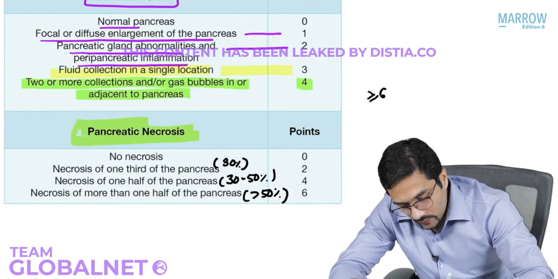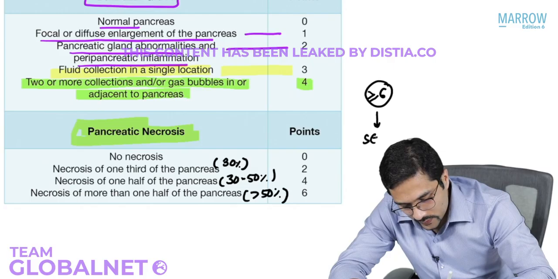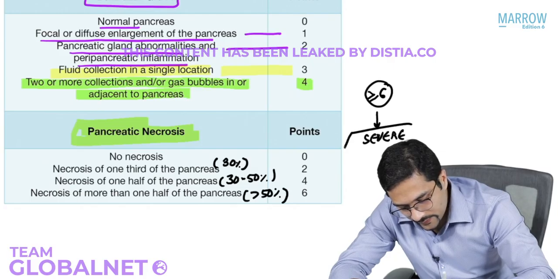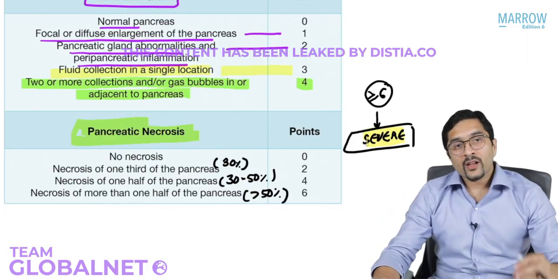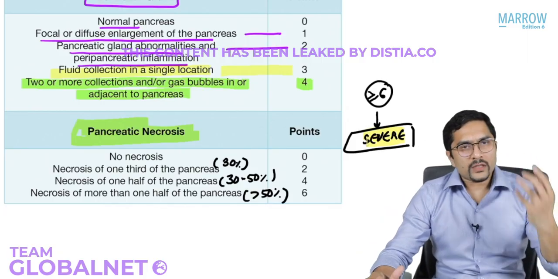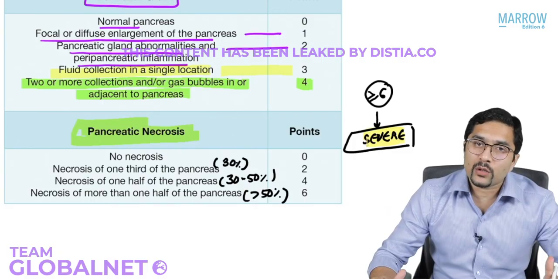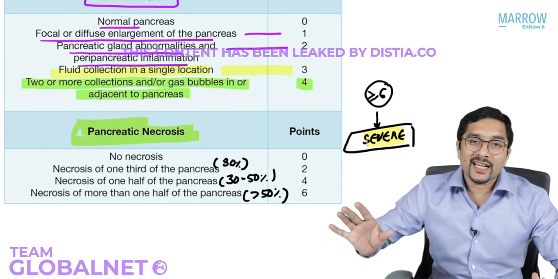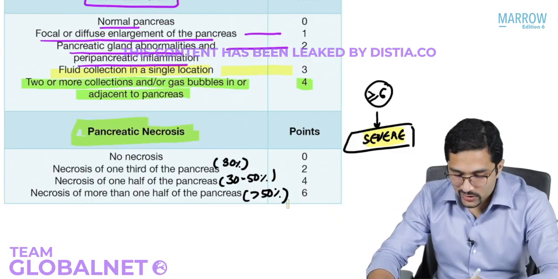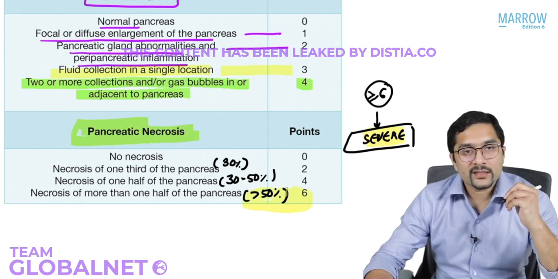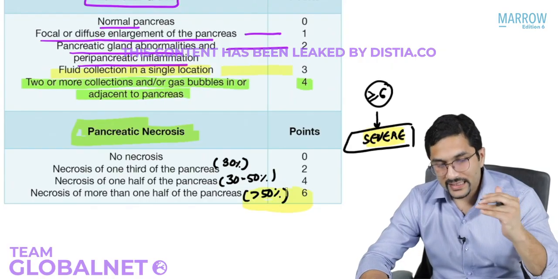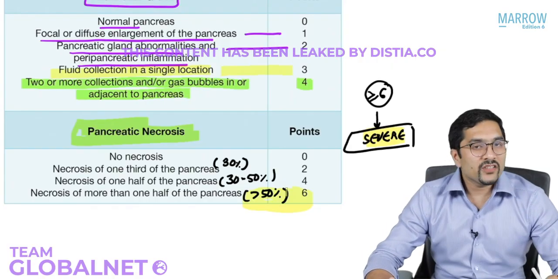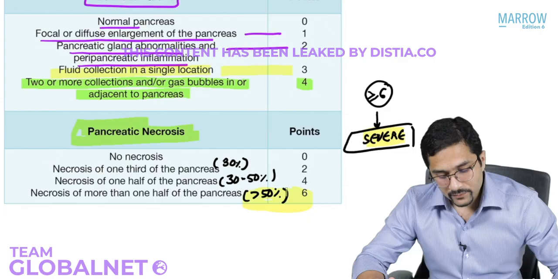You should know a score of 6 or more than 6 denotes severe pancreatitis. So any patient who has more than 50% pancreatic necrosis also automatically qualifies as severe pancreatitis because the score will be 6. Right? So 6 or more than 6 is severe pancreatitis. And these are the various scoring systems which are there for acute pancreatitis.